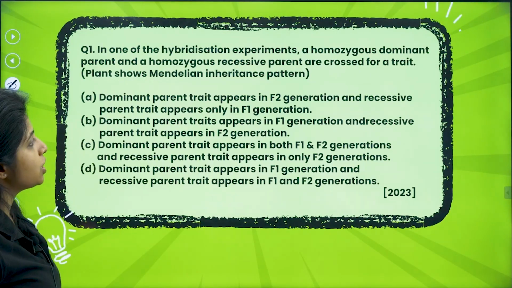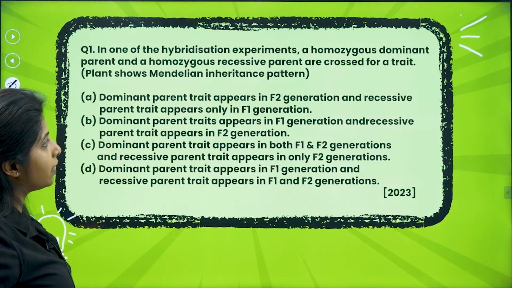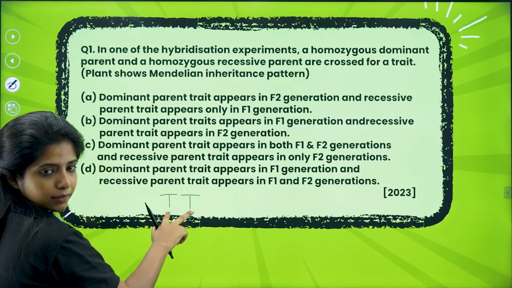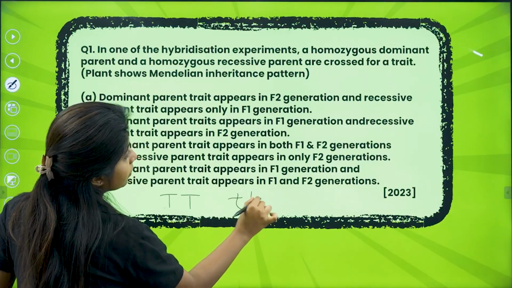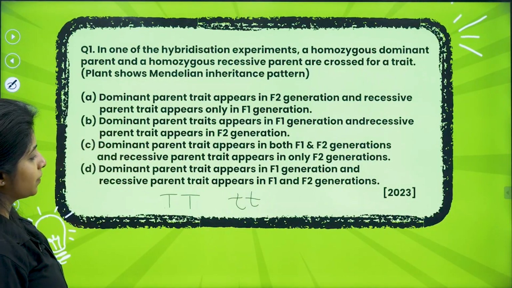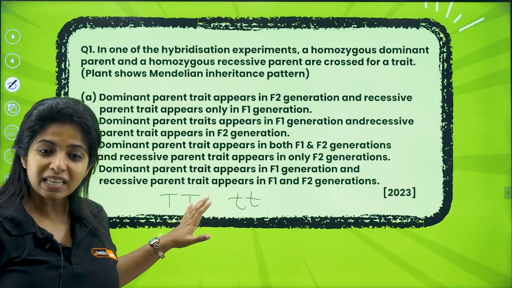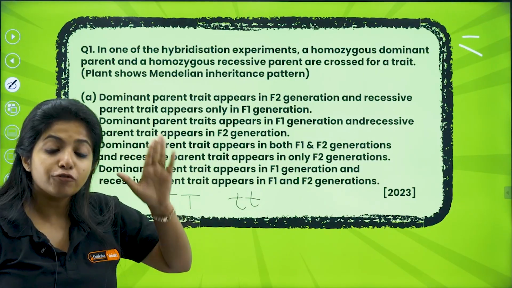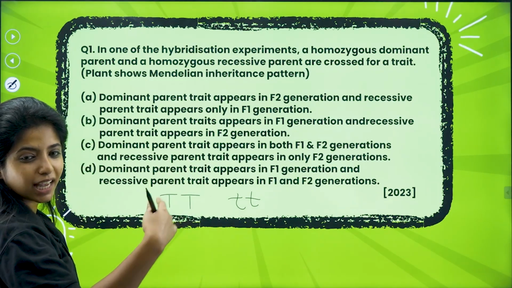In one of the hybridization experiments, a homozygous dominant parent and a homozygous recessive parent are crossed for a trait. Homozygous dominant parent means capital T, okay? Homozygous also means same alleles. So when we cross them, what happens? You tell me first. When you cross them, in the F1 progeny all of them will be tall, right? Now in the F2 progeny, what happens, my dear children? There will be both tallness as well as dwarfness.